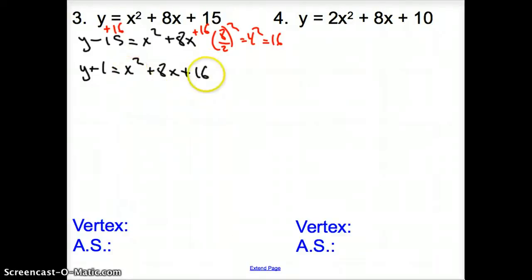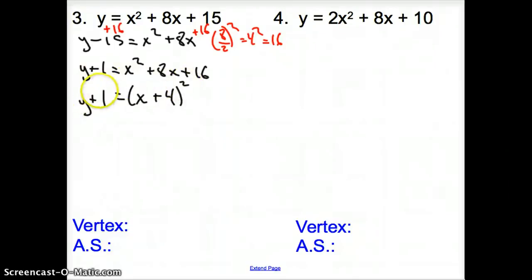Now, can I write this as a perfect square trinomial? Yes, I can. That's just going to turn into x plus 4, and that's squared. And please stop me in class tomorrow and tell me if this does not make sense to you, and I'll explain it. Please do. I'm just saving one step here.